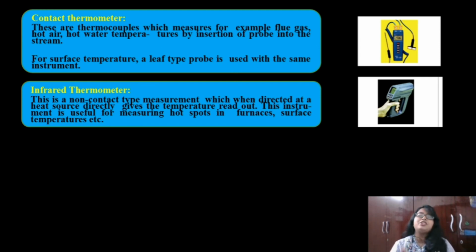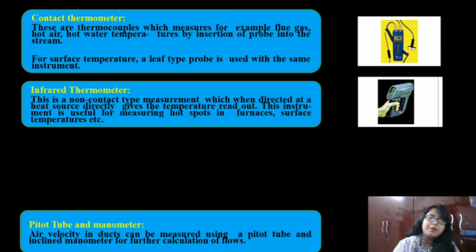See, wherever the measurements could be done manually, we could use the contact thermometer, but where we cannot insert the thermometer, there we use the infrared thermometer. So this is a non-contact type of measurement, which when directed at a heat source directly gives the temperature readout. Okay, and this instrument is useful for measuring the hot spots in furnaces and surface temperatures, etc. Okay, so this is how you use. You could either have a contact type of thermometer or you could have an infrared type of thermometer.